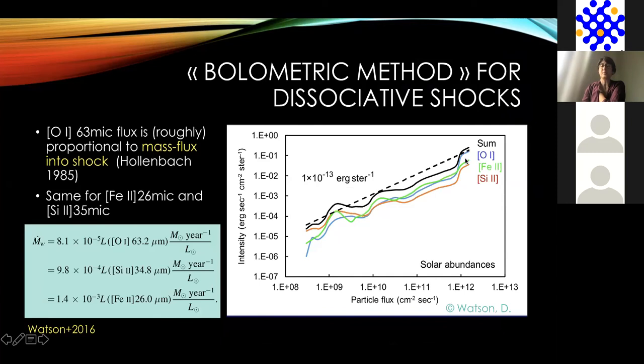And the interesting thing about O1 is that it was noted by Hollenbach that the flux of O1 is proportional not to the mechanical luminosity, but to the mass flux through the shock. And I can explain this to you later if you want, but it's been heavily used to compute mass fluxes. You can do the same with iron 2 and silicon, provided you know the depletion, which usually is not the case. So I'm a bit dubious. I mean, this is just empirical for those two here. It's empirical on the outflows in NGC 1333.